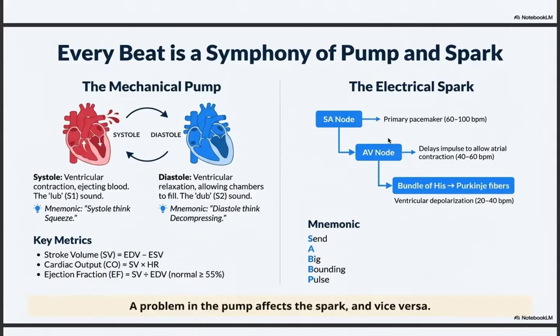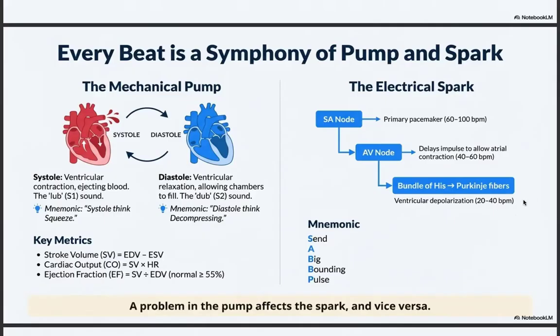Your AV node is you going through your clinical shift. By the end of it, you're gonna be a little bit tired, right? And then your bundle of His and your Purkinje fibers is you just got home. All you want to do is take a shower and go straight to bed. So this is the least amount of energy or beats per minute that your heart can pump out, in your Purkinje fibers. If this pacemaker fails, if your SA node fails, your AV node kicks in, and if your AV node fails, your Purkinje fibers kick in.